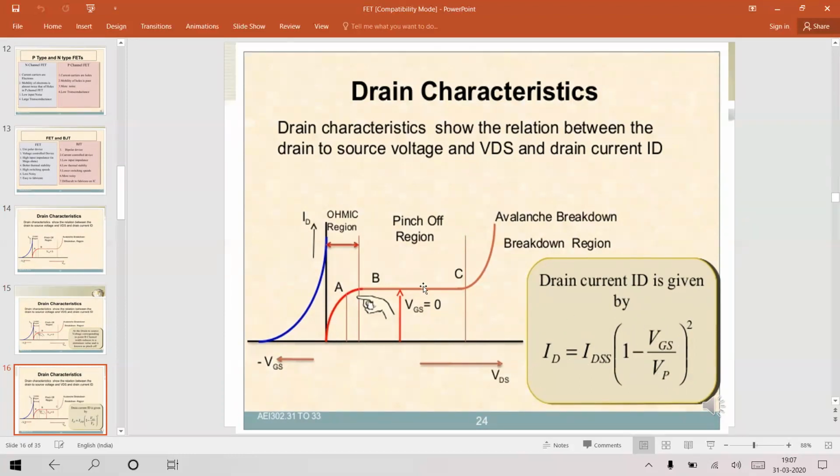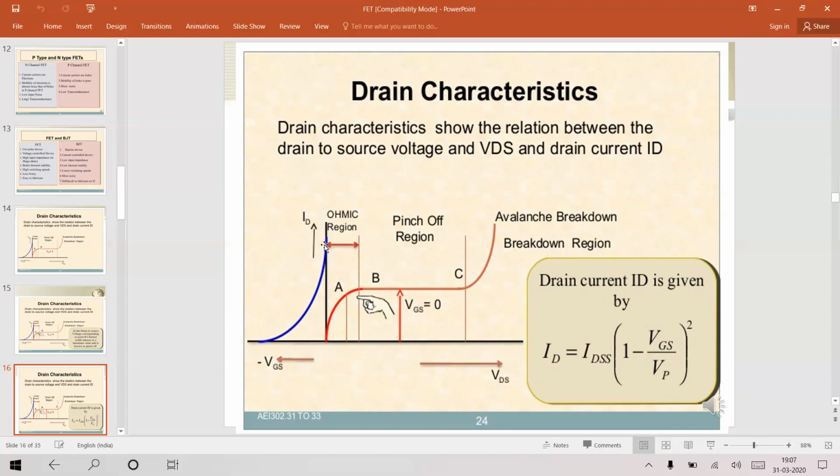So looking at this one, the current equation is written: ID is equal to IDSS into bracket 1 minus VGS by VP, whole square. This ID, the drain current, is plotted on the y-axis, and IDSS is the drain current only, but at VGS equal to 0. At VGS equal to 0 is this point.